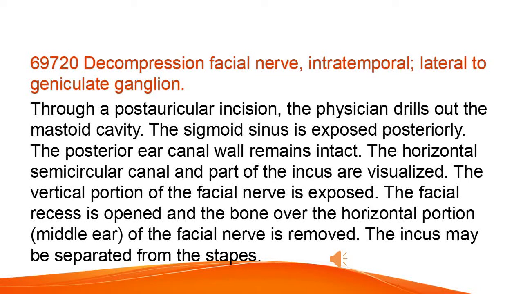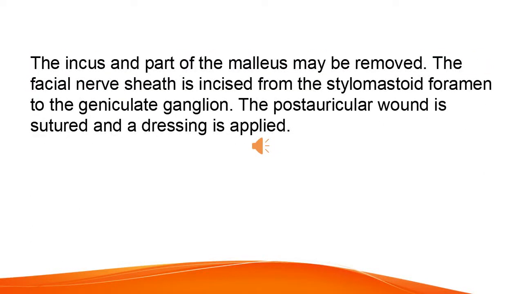The facial recess is opened and the bone over the horizontal portion, middle ear, of the facial nerve is removed. The incus may be separated from the stapes. The incus and part of the malleus may be removed. The facial nerve sheath is incised from the stylomastoid foramen to the geniculate ganglion. The postauricular wound is sutured and a dressing is applied.